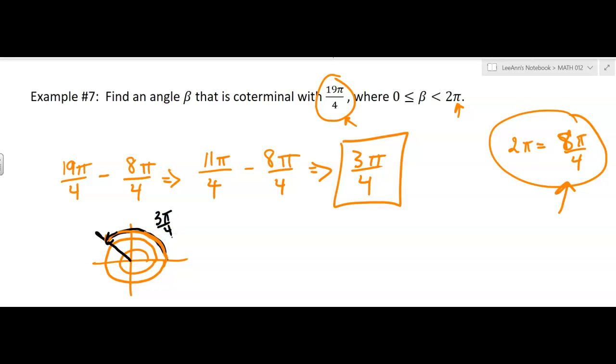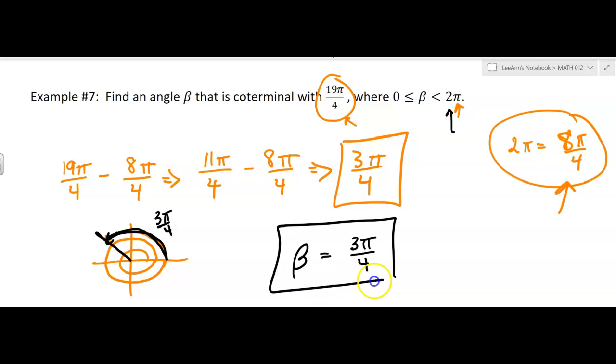So it's going around the circle twice, and then another 3 pi over 4. We just want the 3 pi over 4. That is less than 2 pi, and that would be beta. So let me write beta is equal to 3 pi over 4.